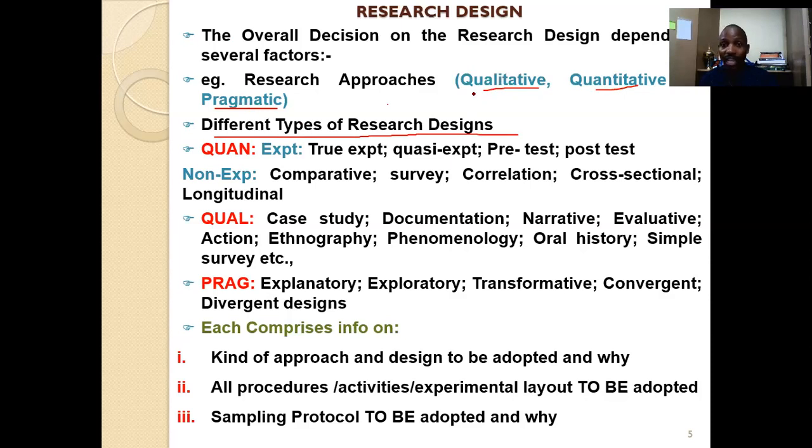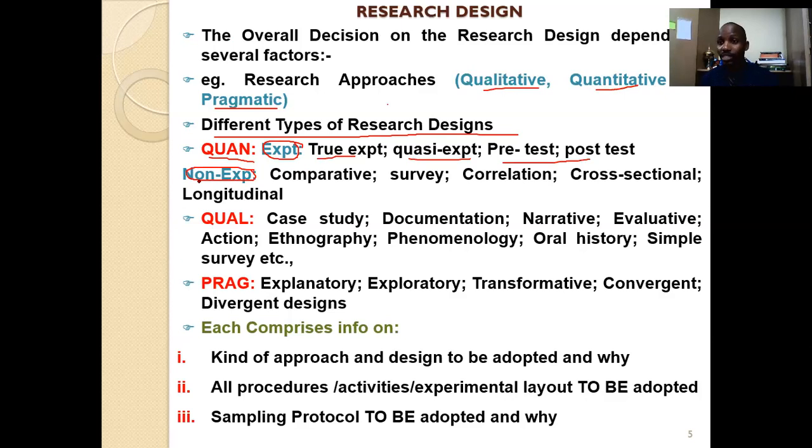Depending on the nature of the approach that a researcher is going to use, we have different types of research design. We have those rooted from the quantitative research design, from which we have the so-called experimental-based research design and the non-experimental-based research design. Under experimental, we have the true experimental research design, the quasi-experimental design, and the pre-test and post-test experimental design.